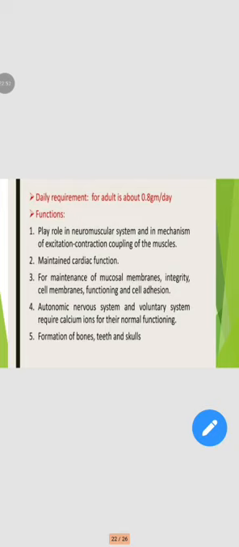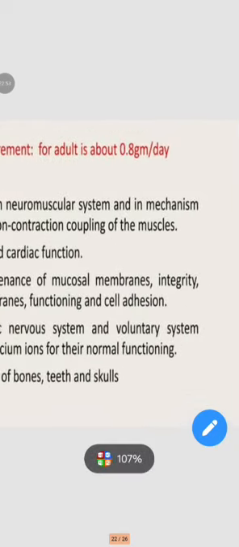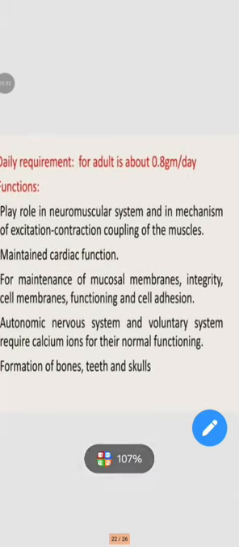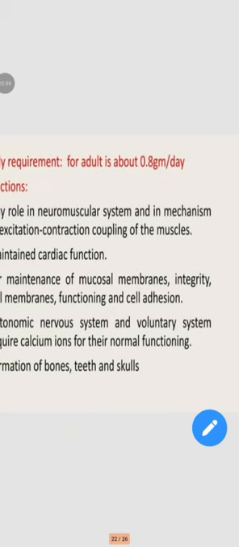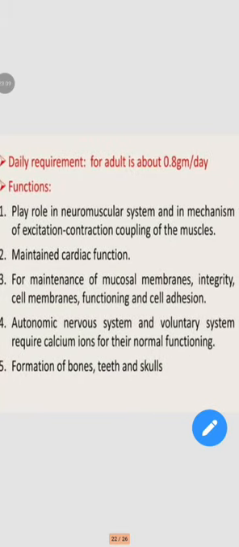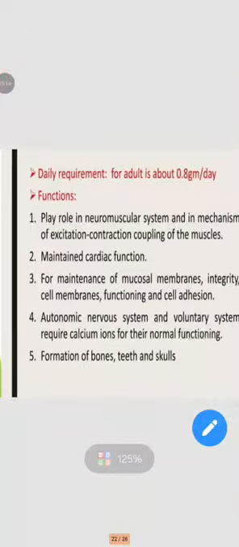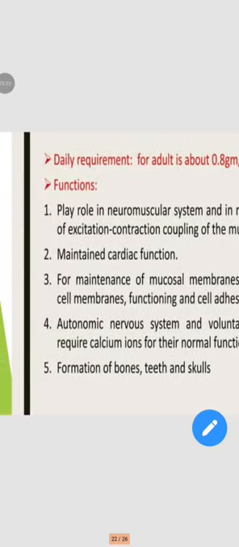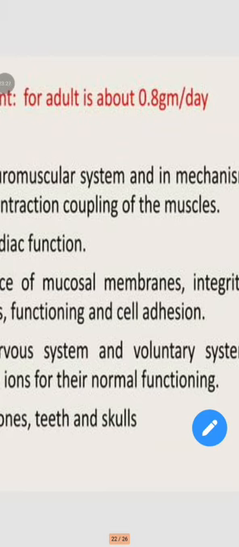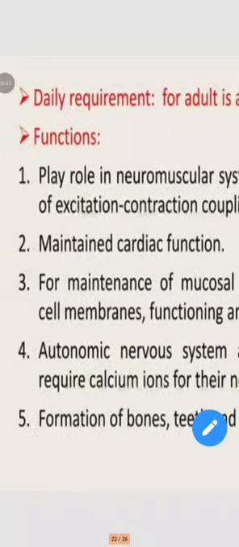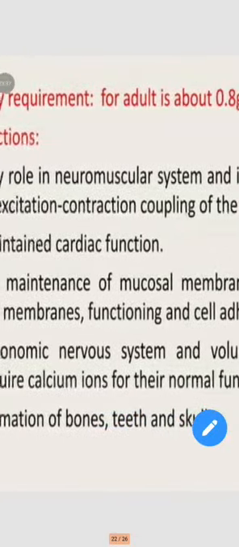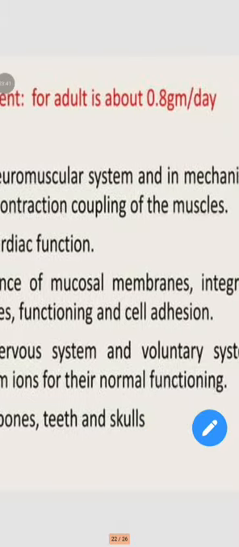The dietary requirement for an adult is about 0.8 grams per day. These are the functions. It plays a role in the neuromuscular system and in the mechanism of excitation-contraction coupling of muscles. It maintains cardiac function. It maintains muscle, mucosal membrane integrity, cell membrane functioning and cell adhesion. The autonomic nervous system and voluntary system require calcium ions for their normal functioning.